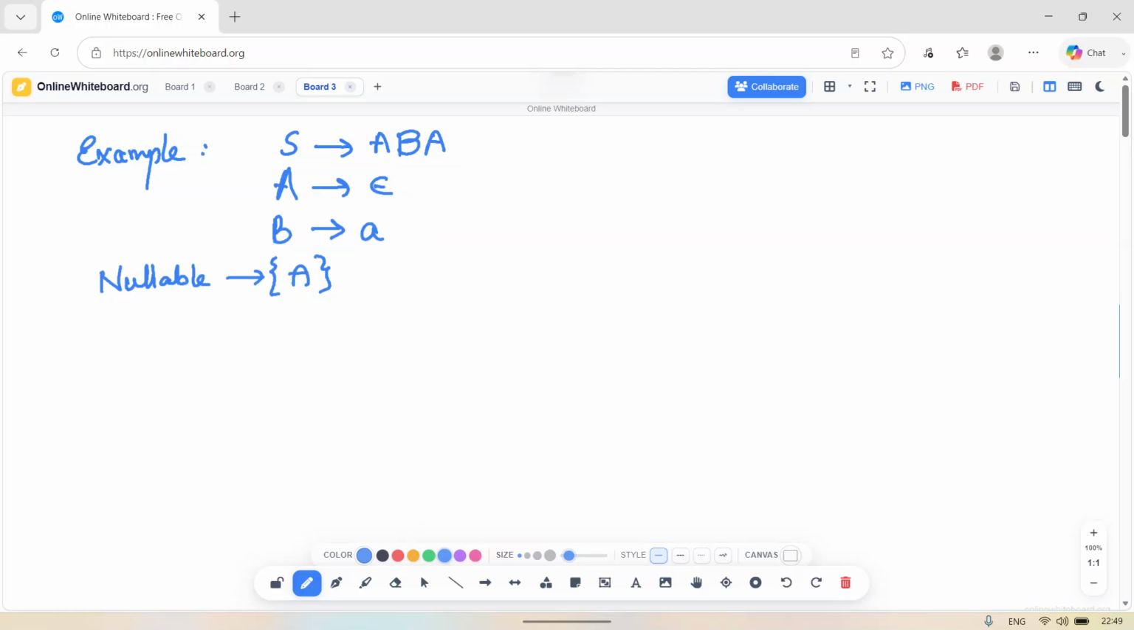So let's see what will be the productions if you remove this epsilon production. We'll start like this. Take the first rule, S derives ABA. If I replace this A by epsilon, then the production rule that I'll get is S derives BA. Next, if I replace this A with epsilon, I will get AB. If I replace only this with epsilon, I'll get A and B. Third, if I replace both of these A's with epsilon, I will get only B.